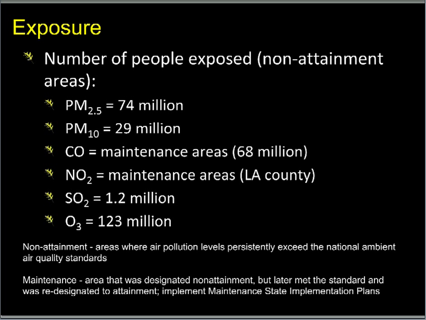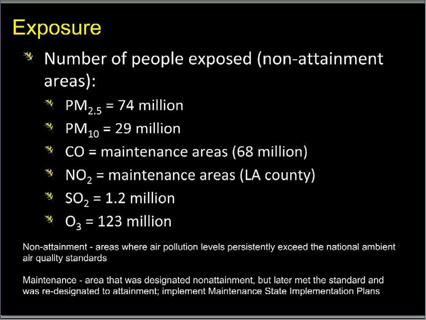For PM 2.5, those fine particulate matter, 74 million people in the United States are exposed to that in areas that do not meet the national ambient air quality standard levels. So they're in what are called non-attainment areas. For particulate matter less than 10 microns, it's 29 million people. Sulfur dioxide, 1.2 million, and ozone, 123 million people.